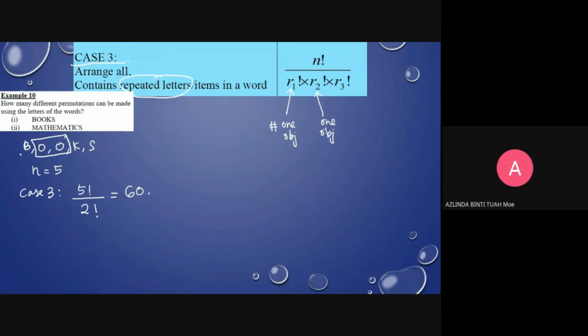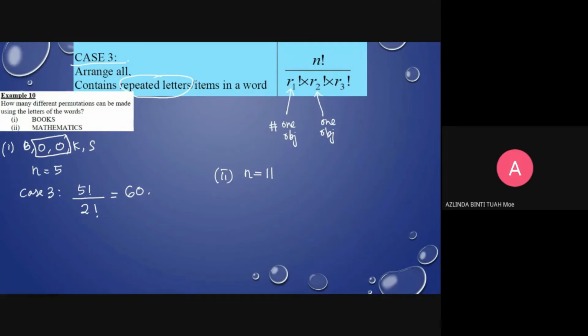The second question, mathematics. Let's count the number of the letters. 1, 2, 3, 4, 5, 6, 7, 8, 9, 10, 11. So n equals 11. Okay. How many letters repeat? They appear twice or triple.